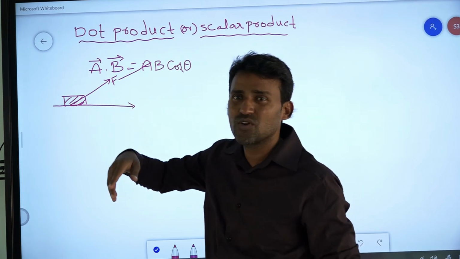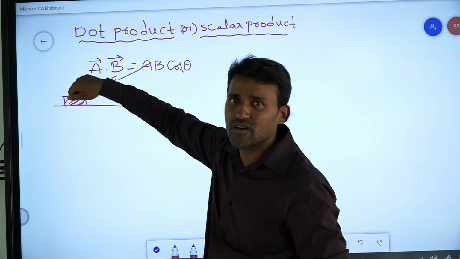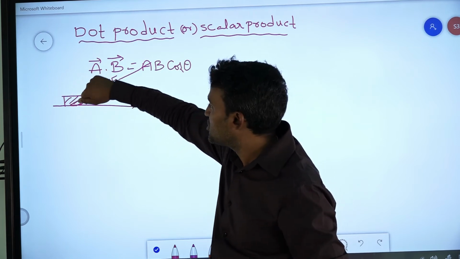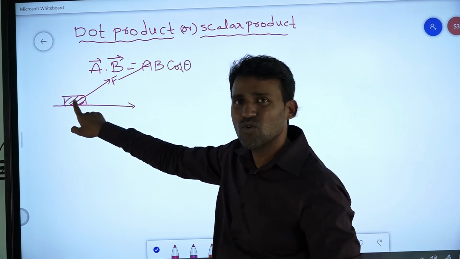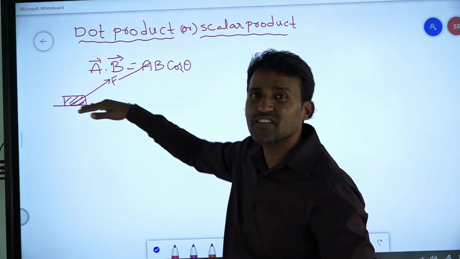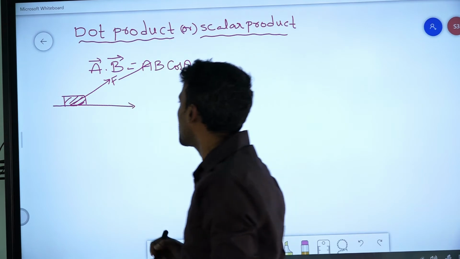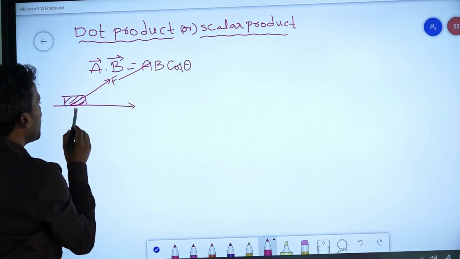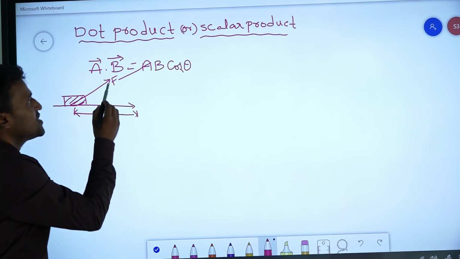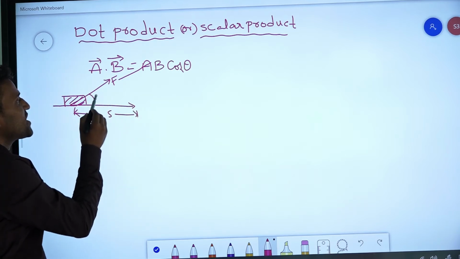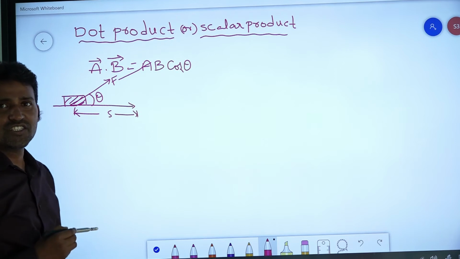In your childhood, when you were playing with a toy car, when you pulled the toy car, it was along this direction. The toy car will move along the horizontal direction on the surface of the horizontal floor. Now, the displacement of the object is S. At that moment, this force is making an angle theta with the horizontal.